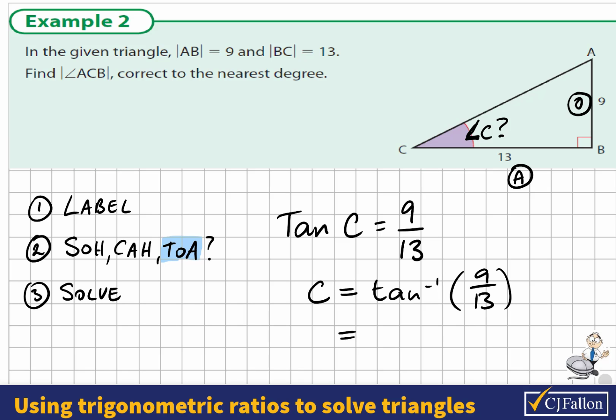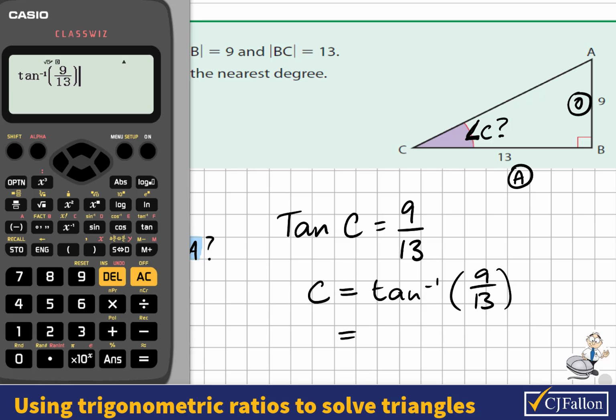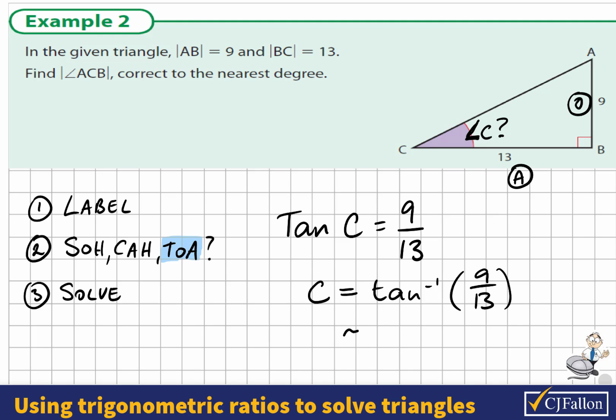And I type that into the calculator. And the calculator is in degrees. You have that little D in front of you. And I press equals. It says 34.69 degrees. It's asking you to tell me this to the nearest degree. So rounding off to the nearest degree, it's 35 degrees to the nearest degree.